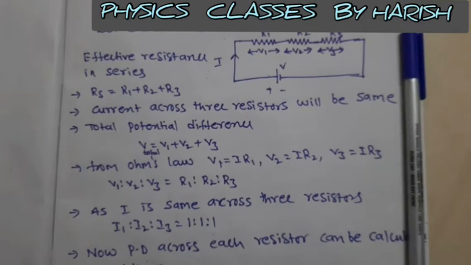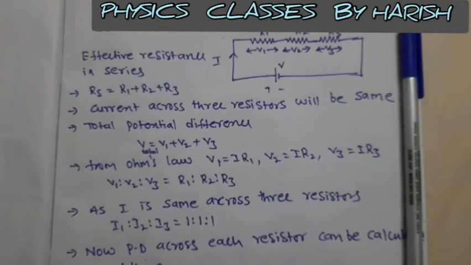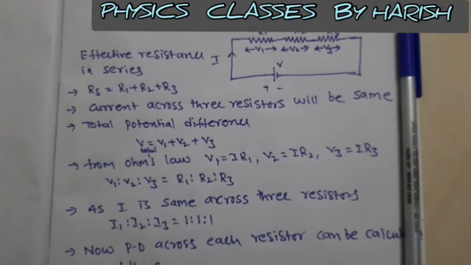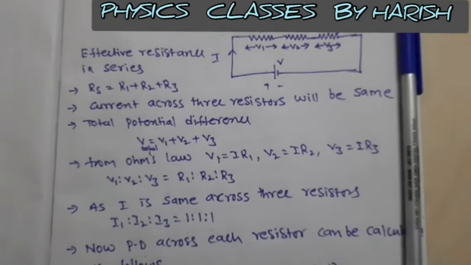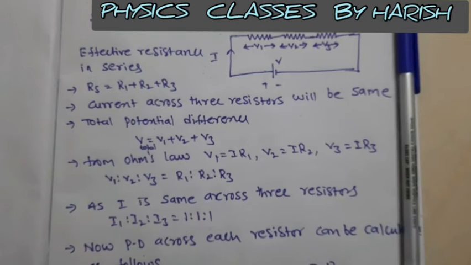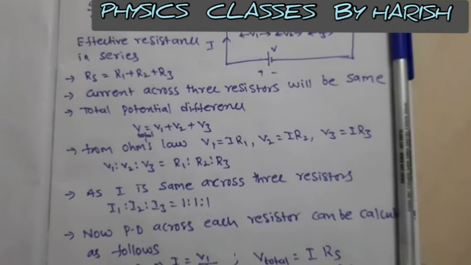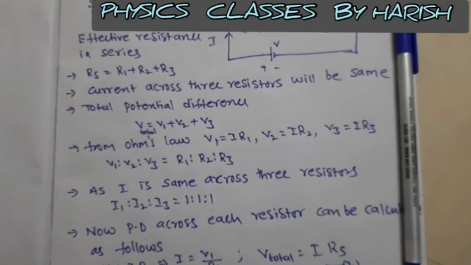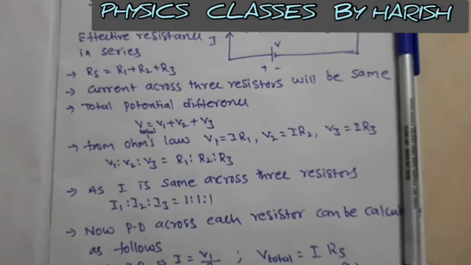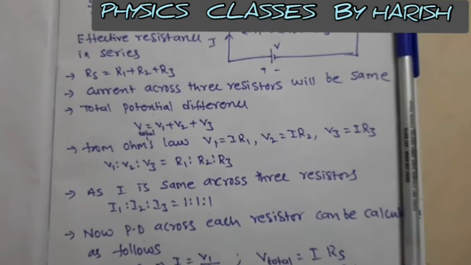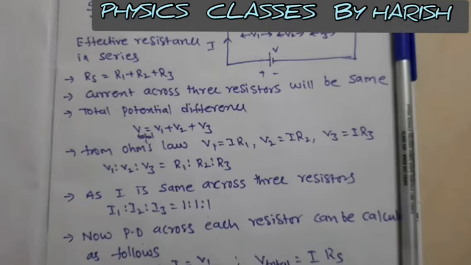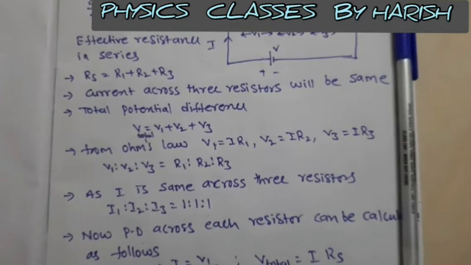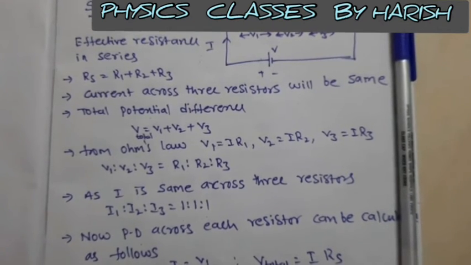The potential difference across the three resistors must be equal to the total potential of the battery, that is V total is equal to V1 plus V2 plus V3. According to Ohm's law, V1 is equal to IR1, V2 is equal to IR2 and V3 is equal to IR3. Now the ratio of V1, V2 and V3 is equal to R1 is to R2 is to R3. So guys, this is an important point you have to note down. V1 is to V2 is to V3 is equal to R1 is to R2 is to R3.